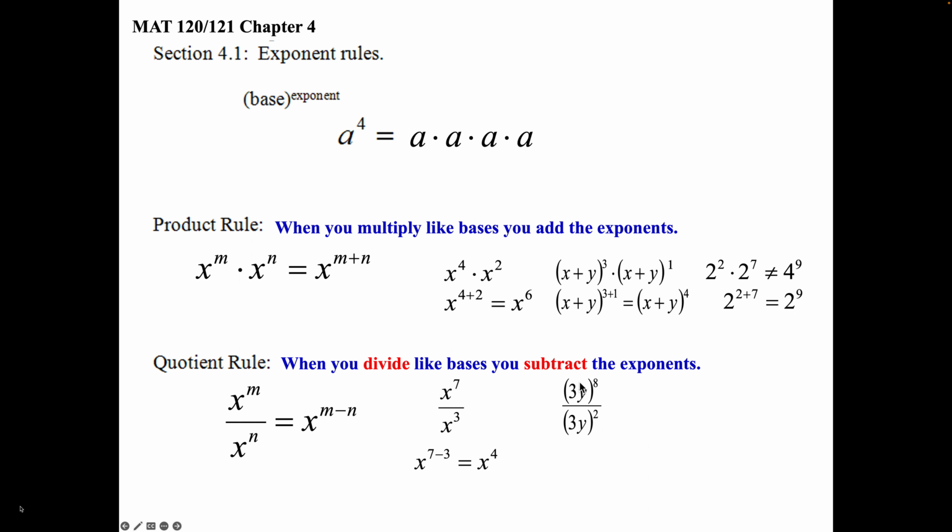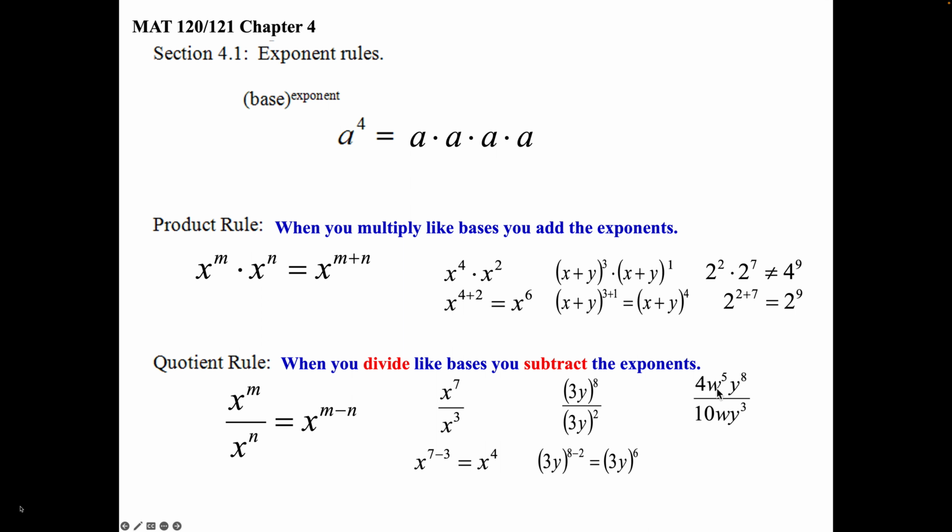Here we have 3y in parentheses, that's the whole base. Here's another 3y in parentheses, same base. We're dividing them, subtract top down. 8 minus 2 is 6. All of the base 3y in parentheses to the sixth power.